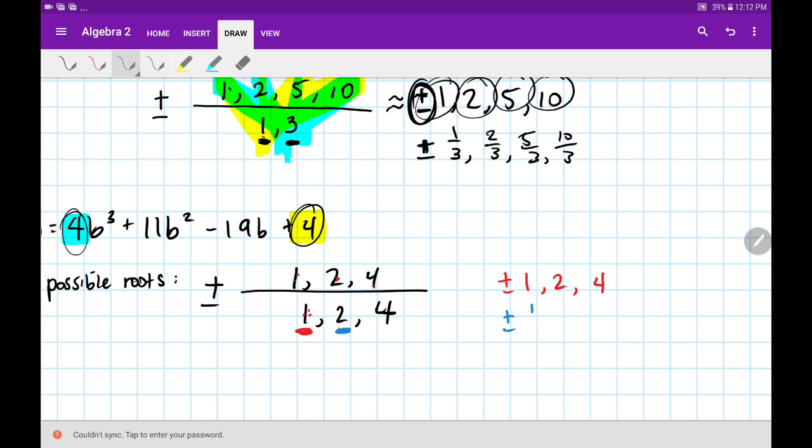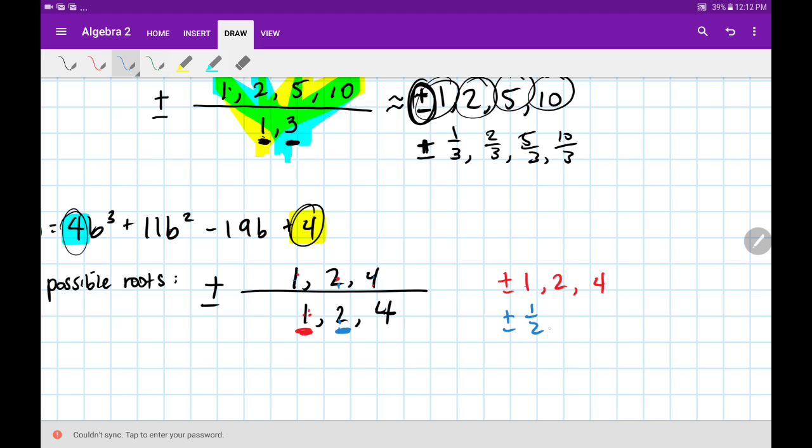Next, we'll try 2 as our denominator. Well, 1 over 2 is 1/2. 2 over 2 actually simplifies to 1, but notice I already have 1, so I don't even need to write that one down. And then 4 over 2, hey, that also simplifies. That's just 2. I already have that one written down.